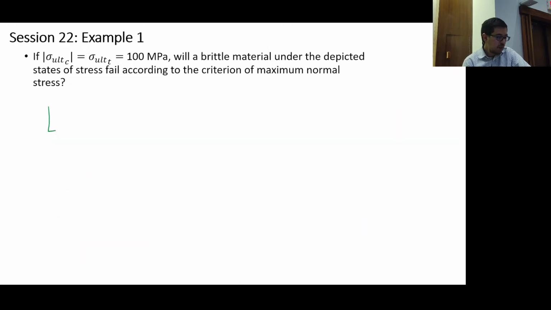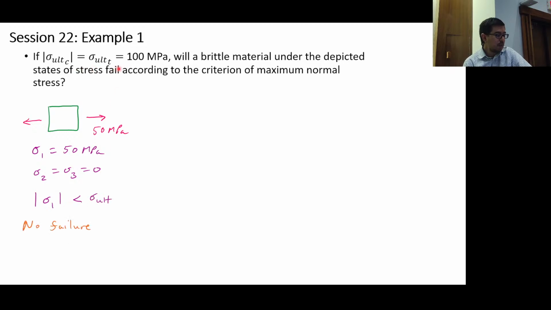Okay, so here we have a brittle material that has this state of stress. Sigma 1 is equal to 50 megapascals. Sigma 2 is equal to sigma 3 is equal to 0. And they told us that the sigma ultimate in tension and compression is equal to 100 megapascals. Well, sigma 1 is less than sigma ultimate, therefore no failure. Everyone see that? Just the maximum stress is less than the ultimate tensile or compressive stress.